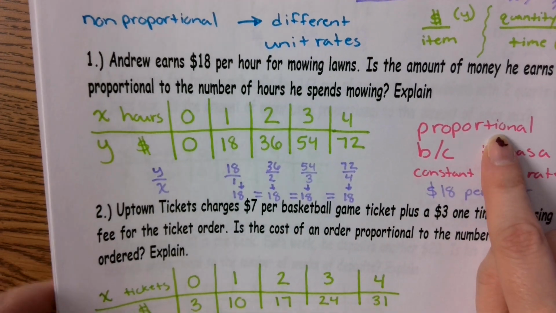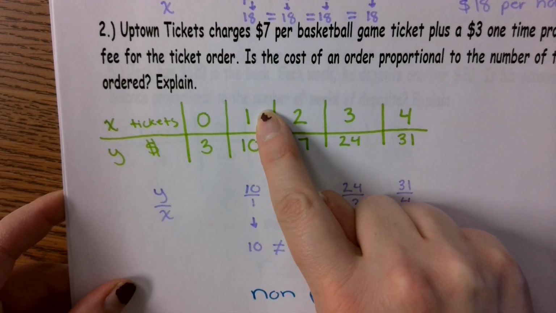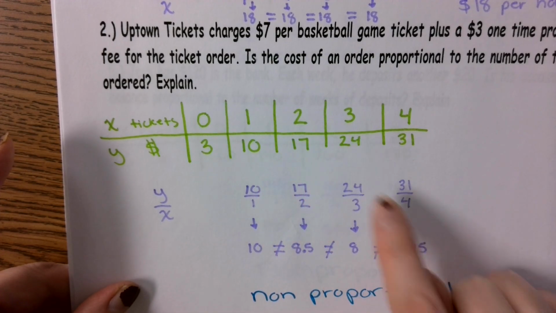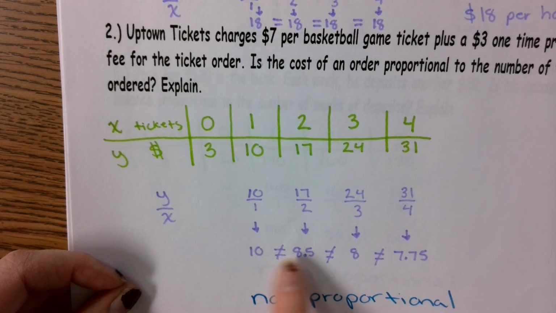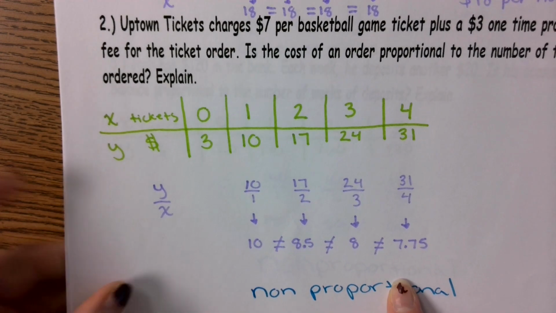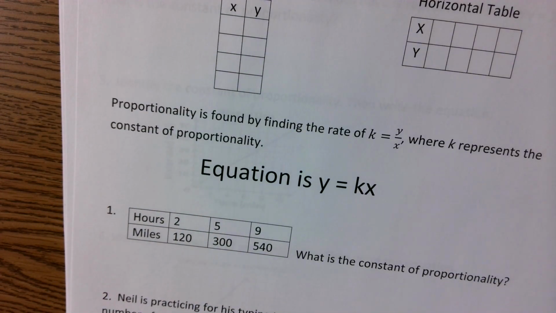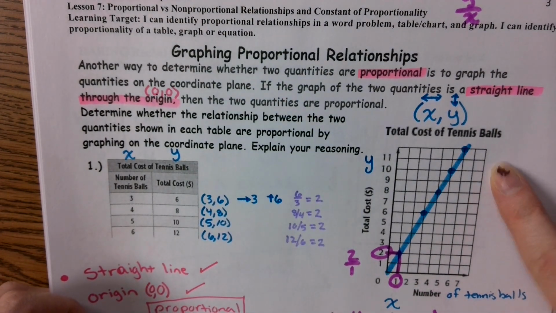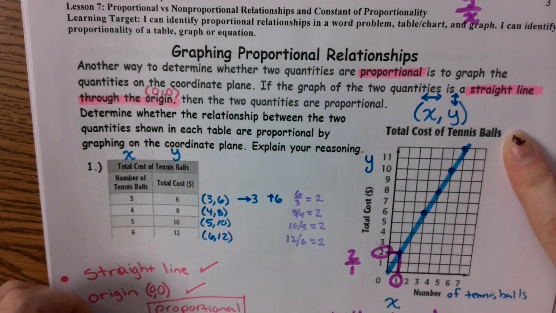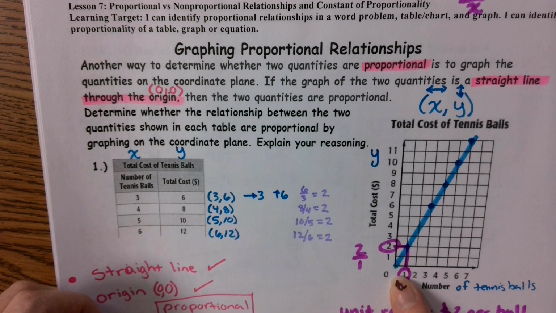That makes it proportional. If it was not proportional, then when we did a y value divided by the x value, they were not the same every single time. So like 10 over 1 and 17 over 2 were not equal values, so that makes it non-proportional. So we talked about that information. We then went in to talk about how if it is proportional as a graph, that means it has to be a straight line and it has to pass through that 0, 0 point, that origin.